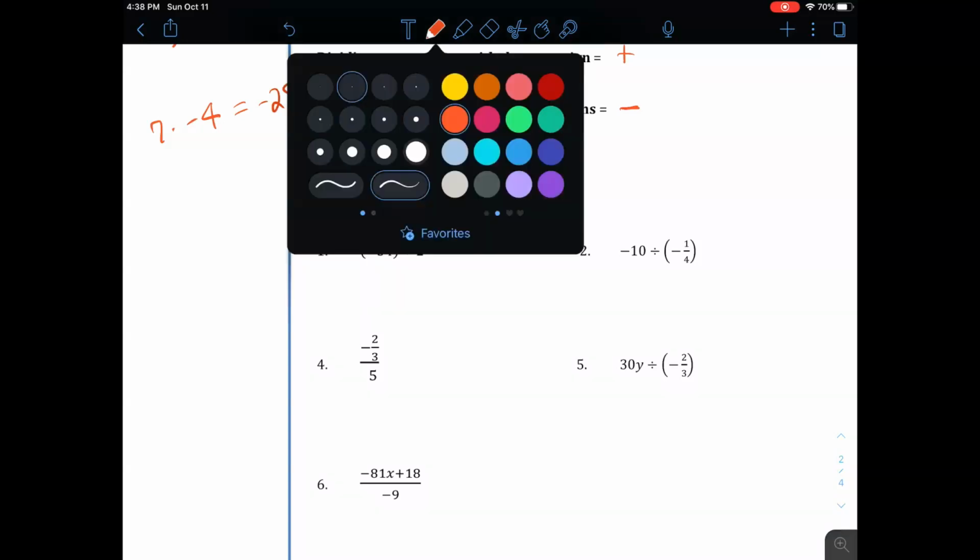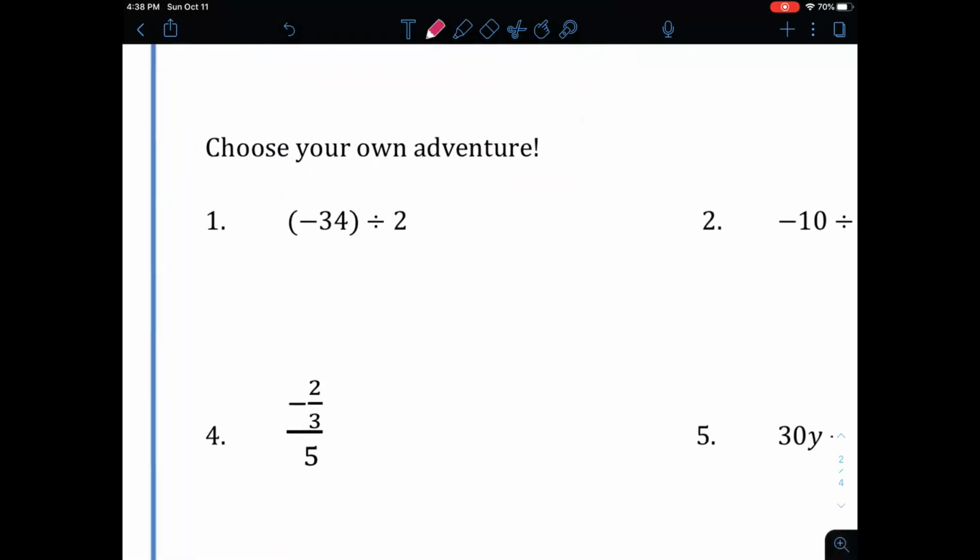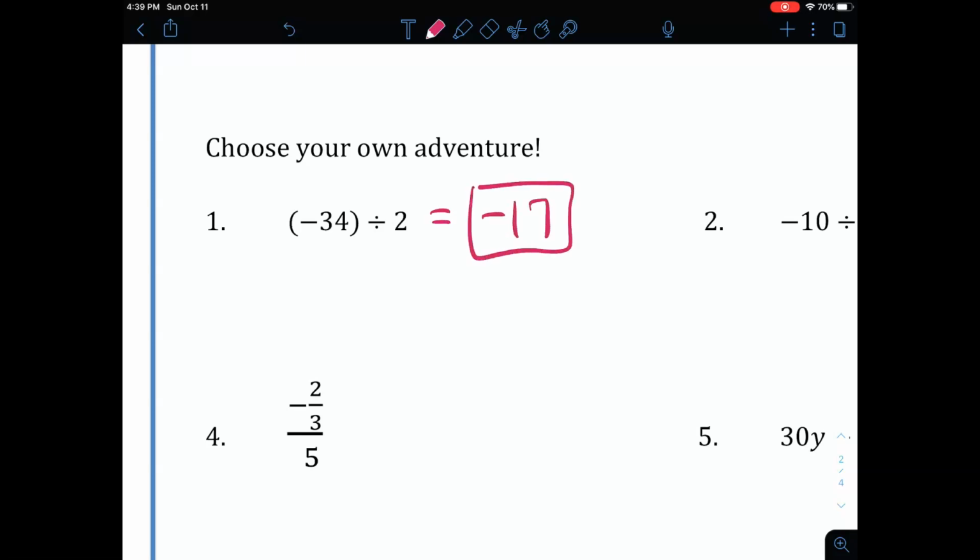All right, welcome back. So, negative 34 divided by 2. Let me just check something really quick here. Yeah, so I would just divide this. I wouldn't do the reciprocal thing. I would just put negative 17 for our final answer.